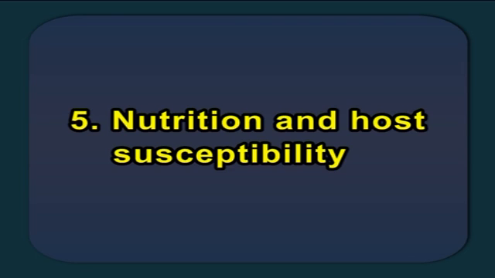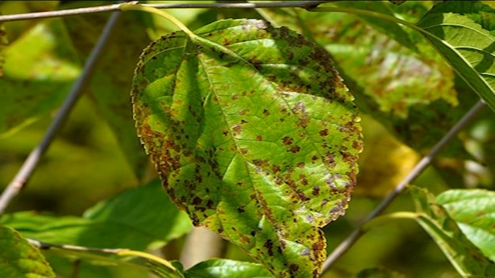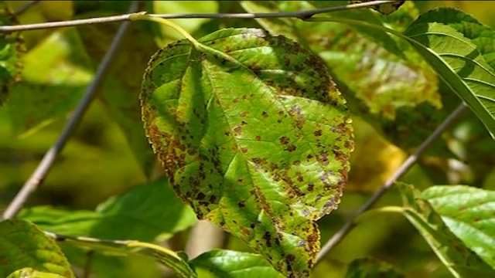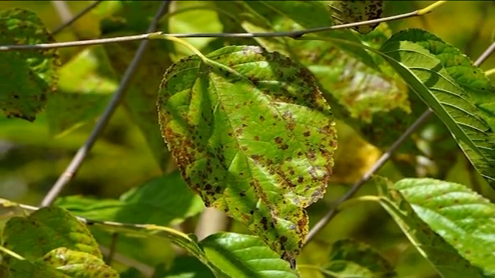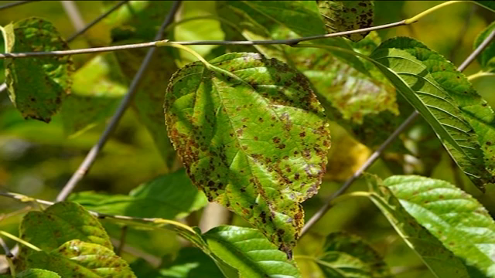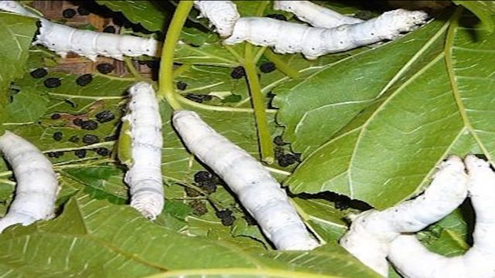The fifth aspect of our study, nutrition and host susceptibility. First, let us see the poor quality of leaf. The growth, development and cocoon production are greatly influenced by the quality of mulberry leaf on which silkworms feed. Silkworms grow at an optimal rate only when fed with mulberry leaves in good physiological condition. Late age worms require mulberry leaves containing moderate content of moisture, high crude protein, starch and soluble carbohydrates.